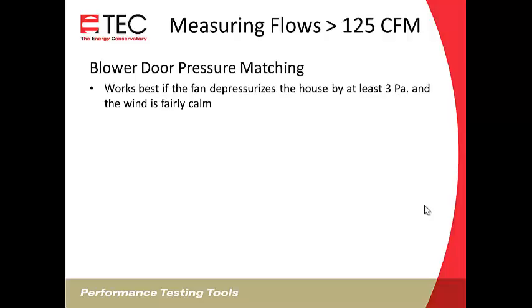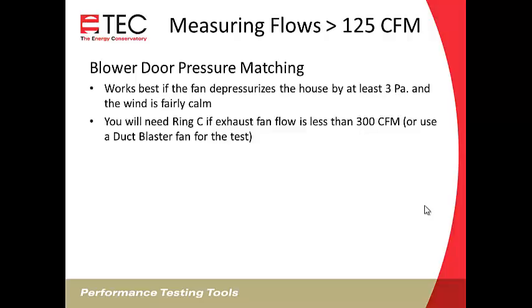Another method for measuring flows greater than 125 CFM, I'll call the blower door pressure matching method. And this method will work best if the fan you're trying to measure will depressurize the house by at least 3 pascals, and the wind is fairly calm. Then you can use this method and get a fairly accurate reading.